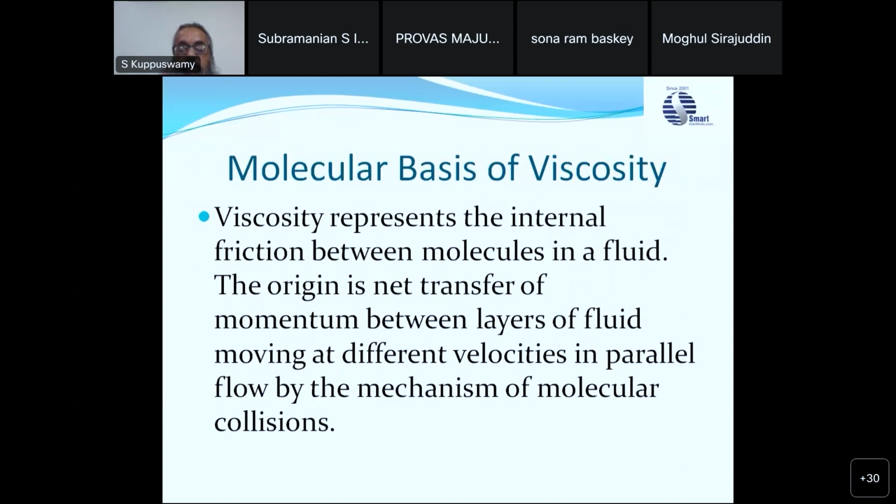One more interpretation, the molecular basis of viscosity. Viscosity represents the internal friction between the molecules in a fluid. The origin is net transfer of momentum between layers of fluid moving at different velocities in parallel flow by the mechanism of molecular collisions.